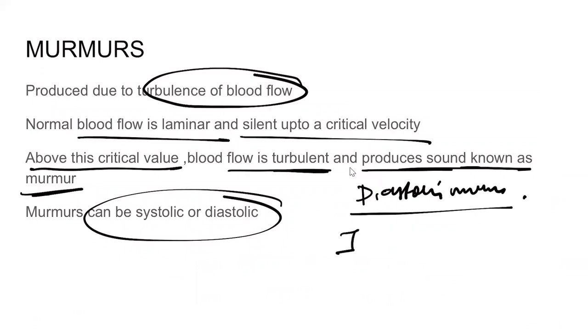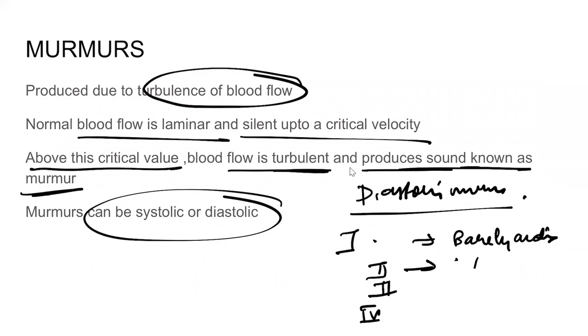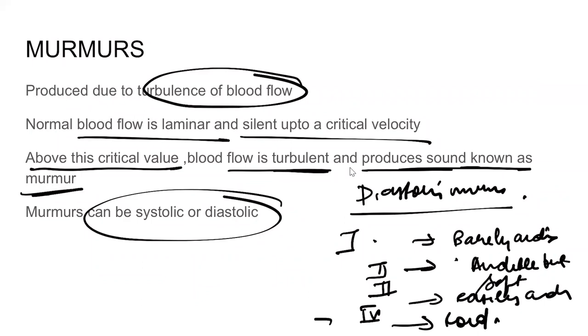Diastolic murmur: grade 1, grade 2, grade 3, grade 4. Grade 1 is barely audible, grade 2 is audible but soft, grade 3 is easily audible, and grade 4 is loud. Again, in grade 4, the diastolic murmur is palpable.